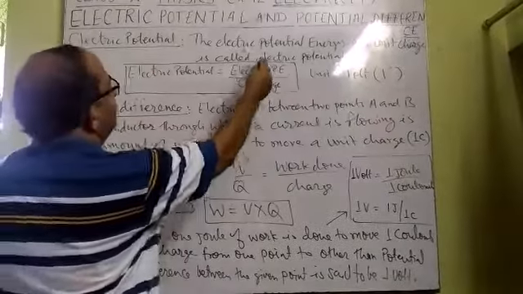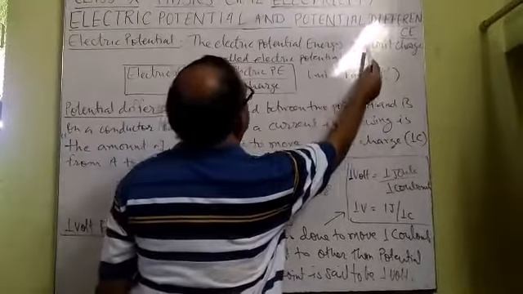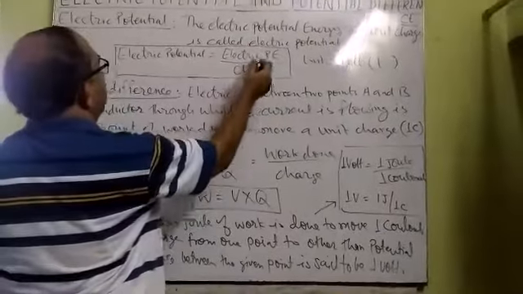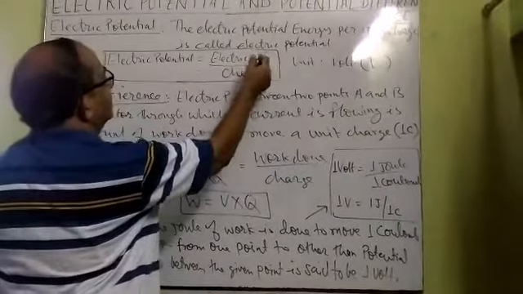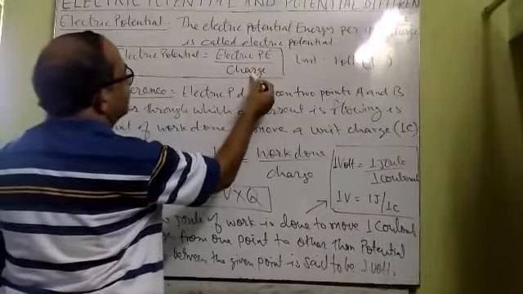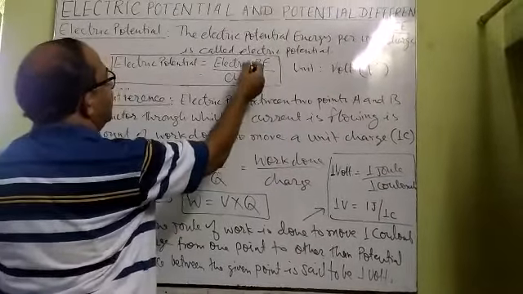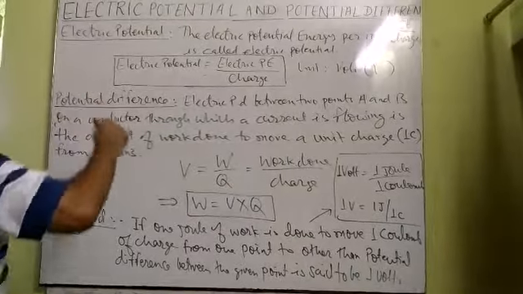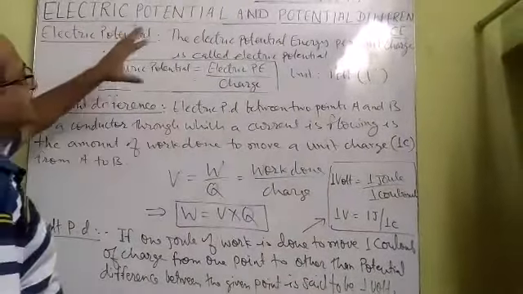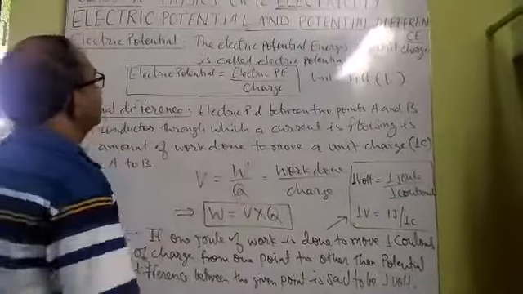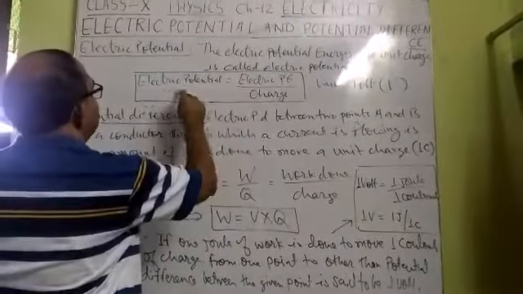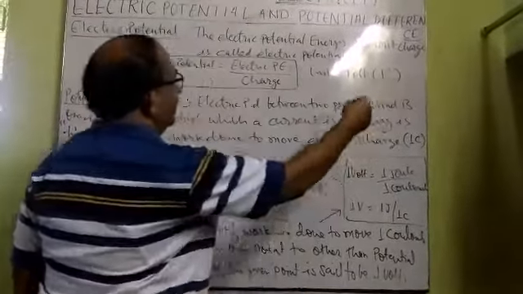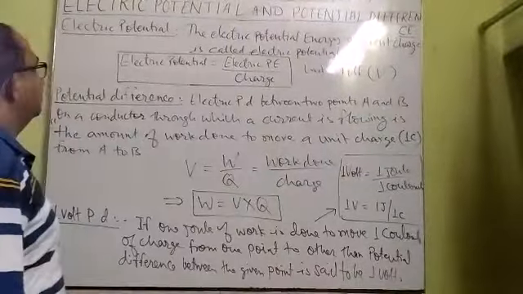It is the potential energy per unit charge, and electric potential can be calculated as electric potential energy, or work done, divided by charge. Whatever potential energy is there per unit charge on a charged particle, that amount of potential energy per unit charge is called the potential. Electric potential has the unit volt. It is named after Alexander Volta.